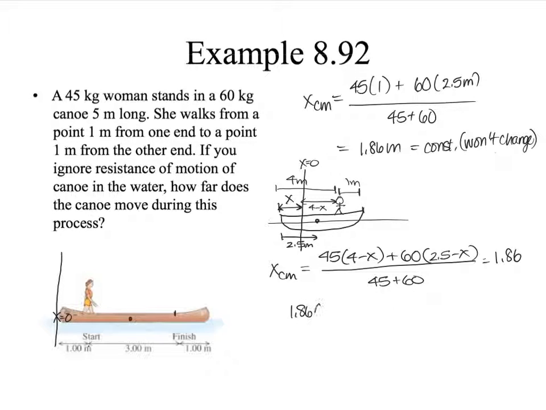1.86 times 105 is equal to 45 times 4, which is 180, minus 45x, plus 60 times 2.5, which is 150, minus 60x. I'm going to bring all my x's over to the other side because that's going to be more convenient. So I get 105x is equal to, and if I do all my math out, it ends up to be 135. So my x ends up to be 1.29. So the distance that the canoe has moved is actually 1.29 meters. So it's kind of a neat way that we can use this idea to help us solve the problem.